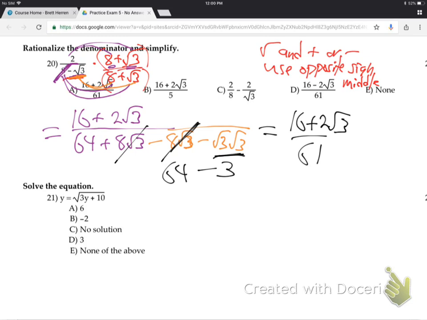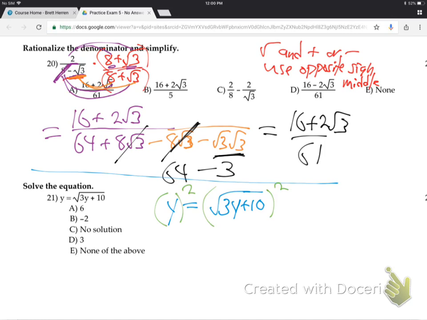Let's try 21. All right, so 21. We've got y equals the square root of 3y plus 10. So what do we do when we've got a root? Parenthesis, 2 power, right? Because the opposite of a root is a 2 power. And you've got to check it, right?